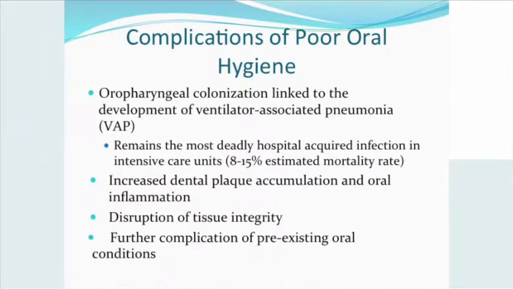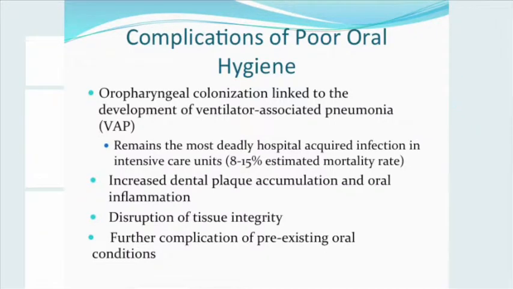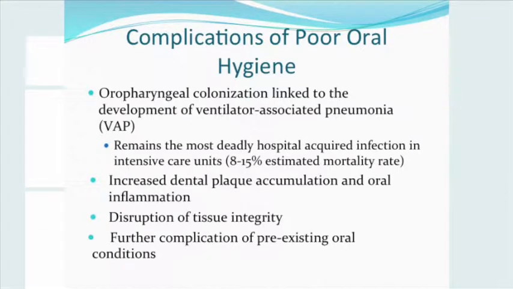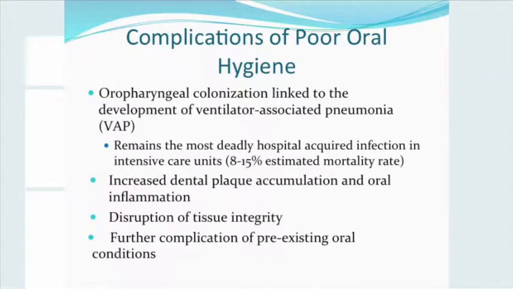Ventilator-associated pneumonia is the most deadly hospital-acquired infection in patients in the intensive care unit. Mortality rate attributability of VAP is estimated at 8 to 15%. Other complications of poor oral hygiene in mechanically ventilated adults include increased dental plaque accumulation and oral inflammation, disruption of tissue integrity, further complication of pre-existing oral conditions.